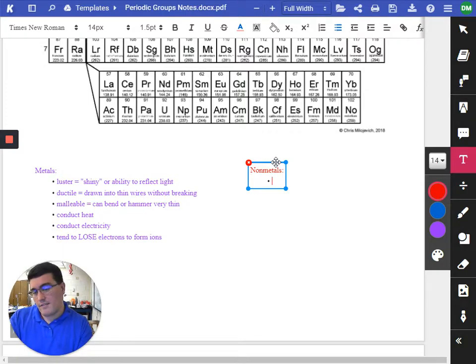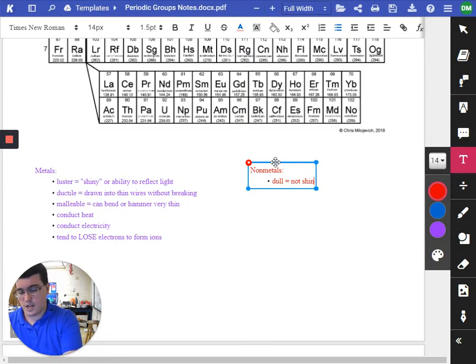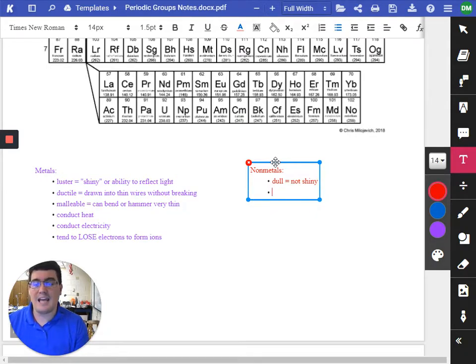So if metals have luster, nonmetals do not. They are dull, right? Which means they are not shiny. They cannot be drawn into wires without breaking, and they can't be hammered very thin without breaking. So both of those are brittle. Right? Brittle means not ductile or malleable.